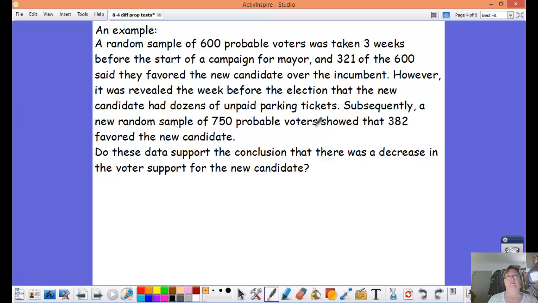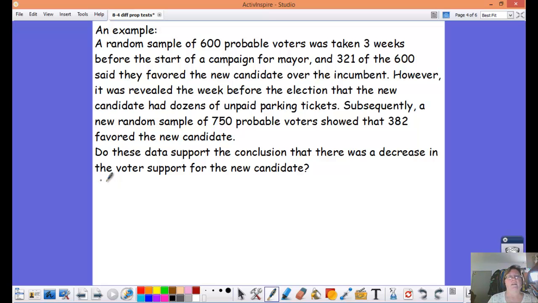We were above half here, we're less than half here. Actually, we're not. Both of those are pretty close to half. And it says, does this data support the conclusion there was a decrease? That's something new for us. This one is actually asking if there was a decrease in voter support for the new candidate.